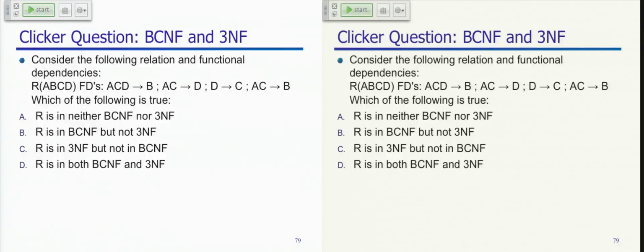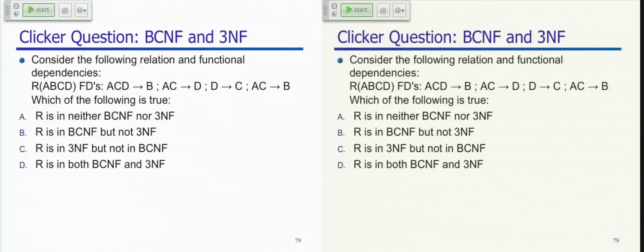Do we have any other keys? AD. What's the closure of AD? D gives you C, AC gives you D, and AC gives you B. So keys, AC, and also AD. So you need all this information before you start. Now let's look at the first one.